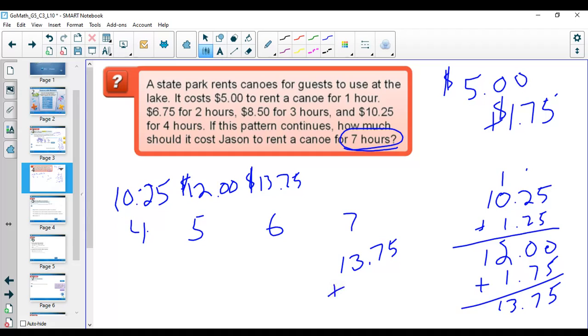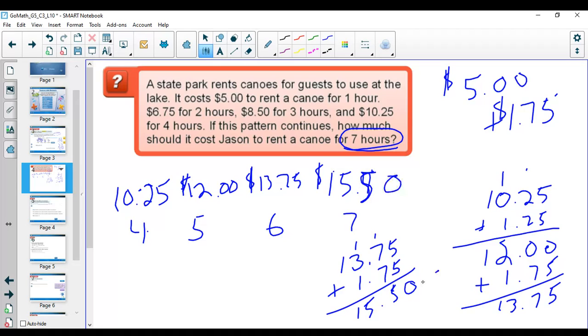And we would add our rule, right? It's another $1.75 per hour. 5 plus 5 is 0. That is going to be 15. 3 plus 1 plus 1 is 5. And then 1. So for 7 hours, it is $15 and, not 70 cents, but 50 cents, right? That is what we found as we did our math down here.